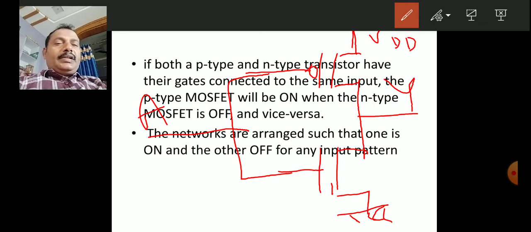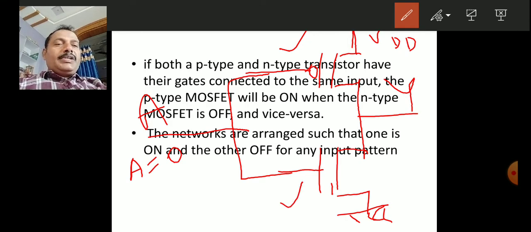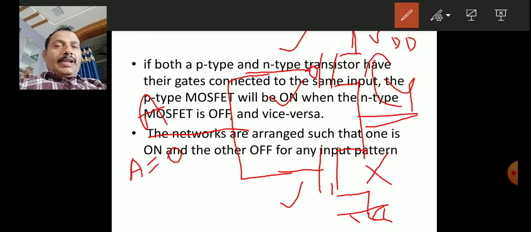Let us observe here, if A equals 0, whenever A equals 0, this P-type will be conducting, the N-type will be off. That means this is off, this P-type is conducting. Hence, the output Y is connected to VDD. That means whenever A equals 0, Y equals 1.